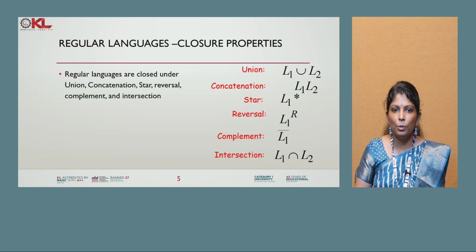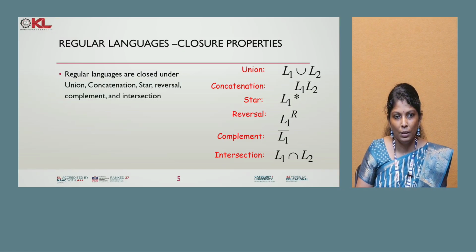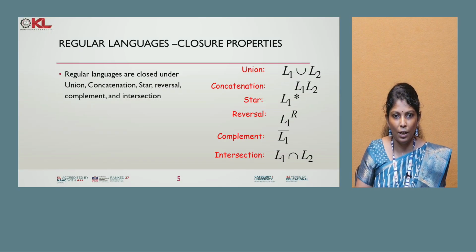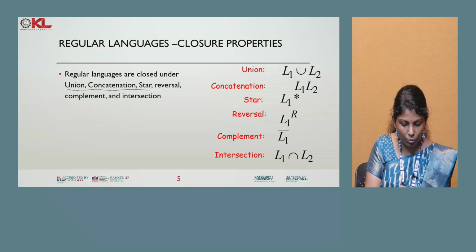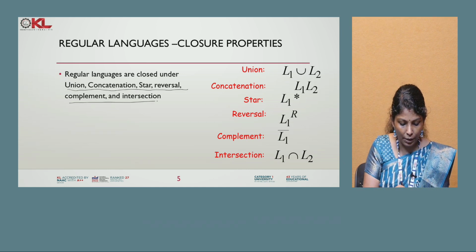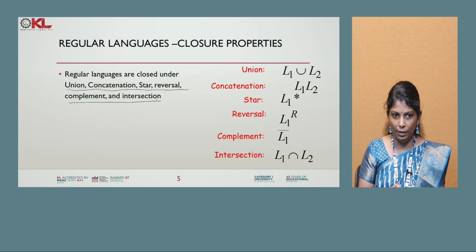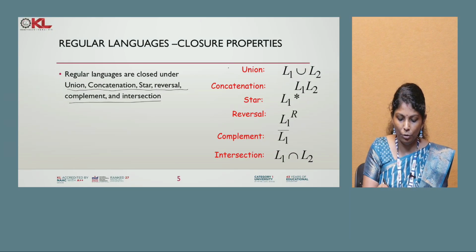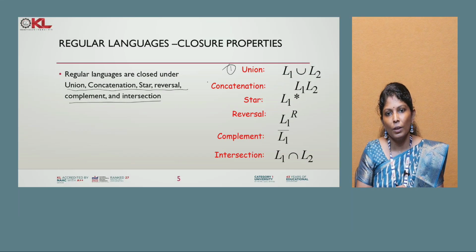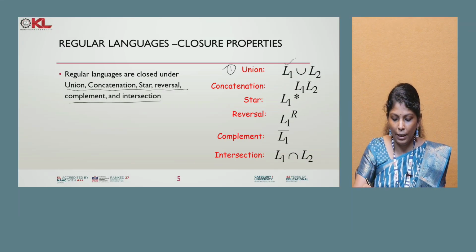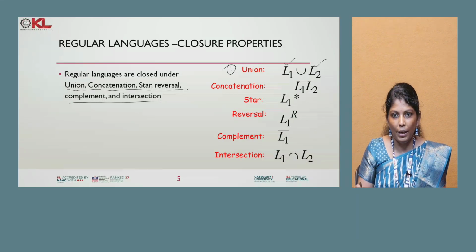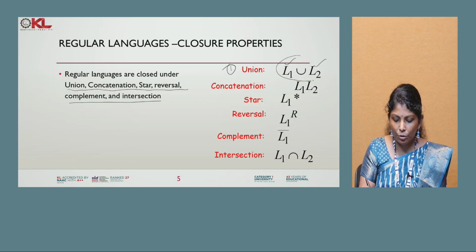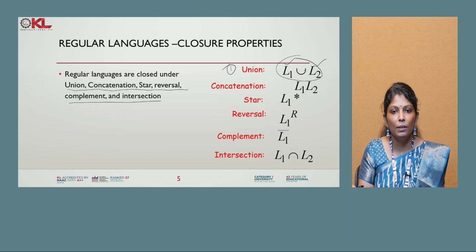And coming to the closure properties of regular languages, the regular languages are closed under union, concatenation, star, reversal, complement and intersection. So these are the basic operations that we can apply on any regular languages. Coming to union, suppose L1 and L2 are two regular languages, and when we take the union of these two, we will get another regular language.